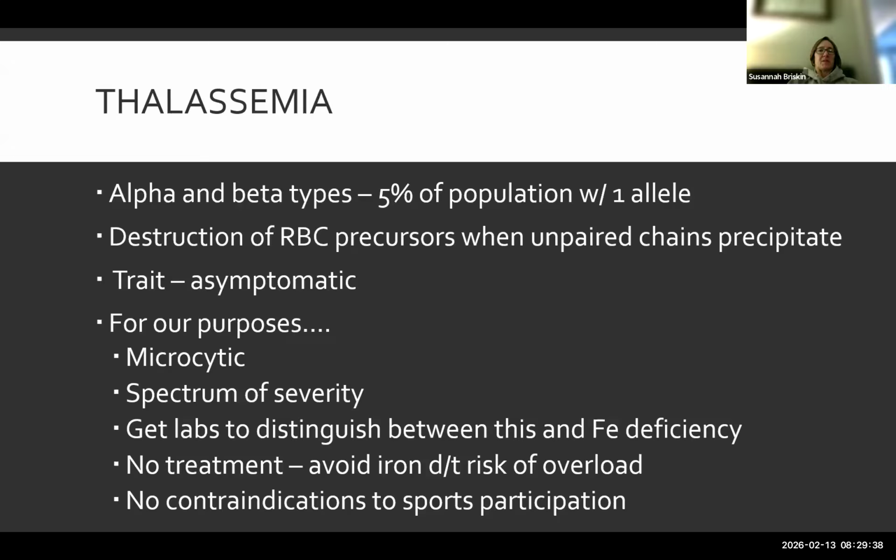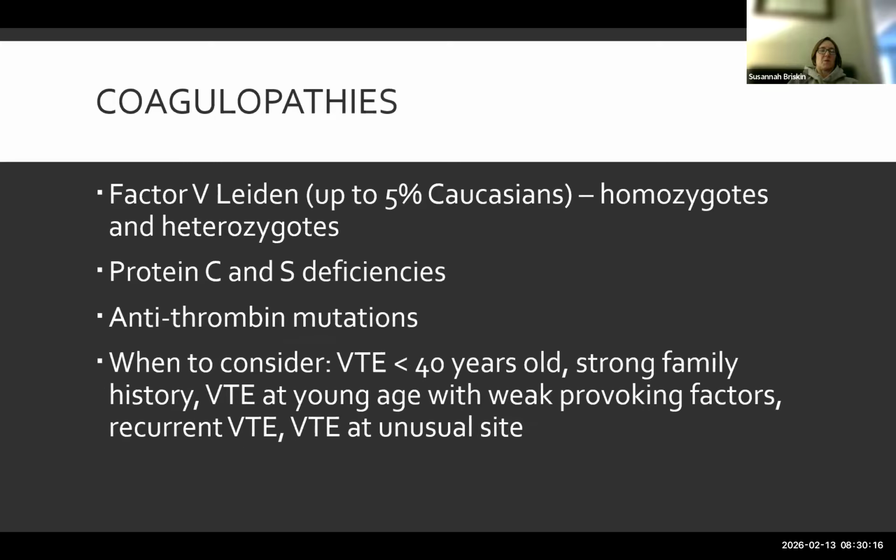Thalassemia has alpha and beta types. Occasionally I will run into a kid who is sickle thal. That's the other thing you can have, those funky combinations. If you're thal trait positive, you're asymptomatic. Probably the most important reason to know about this is that it can confuse you when you're drawing blood, because thalassemia comes across as being microcytic. So if you have somebody who's consistently microcytic and you're having trouble interpreting their iron lab work, you can always check for thalassemia. There is no contraindication for sports participation.